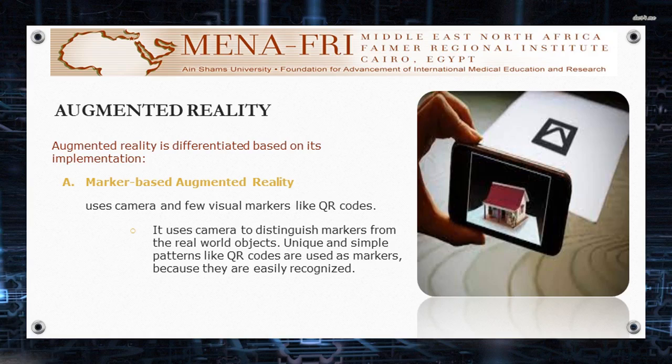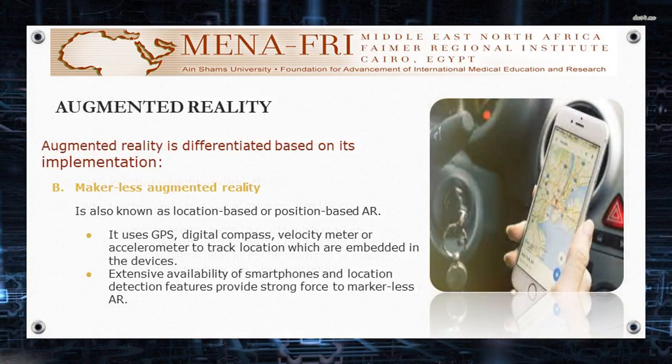Augmented reality. Augmented reality is differentiated based on its implementation. A. Marker-based augmented reality. Uses a camera and a few visual markers like QR codes. It uses the camera to distinguish markers from real-world objects. Unique and simple patterns like QR codes are used as markers, because they are easily recognized. Augmented reality.